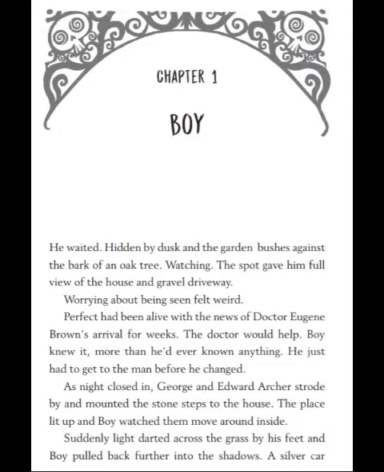Boy. He waited, hidden by dusk and the garden bushes against the bark of an oak tree, watching. The spot gave him full view of the house and gravel driveway. Worrying about being seen felt weird. Perfect had been alive with the news of Dr. Eugene Brown's arrival for weeks. The doctor would help. Boy knew it, more than he'd ever known anything. He just had to get to the man before he changed. As night closed in, George and Edward Archer strode by and mounted the stone steps to the house. The place lit up, and Boy watched them move around inside.